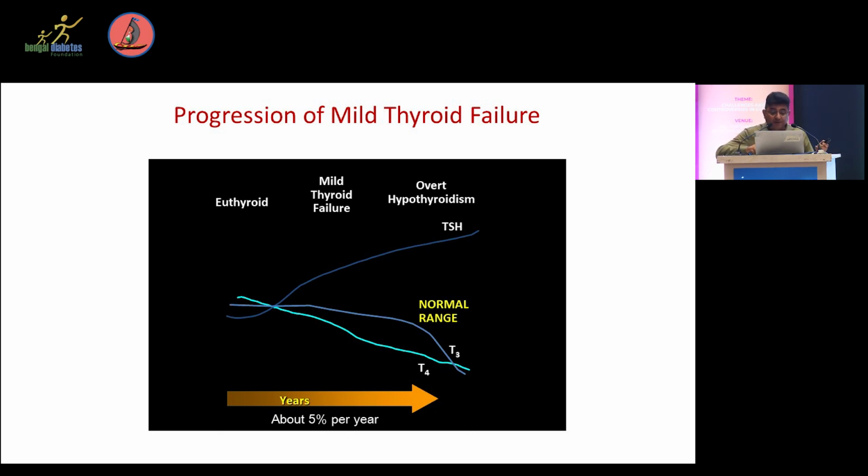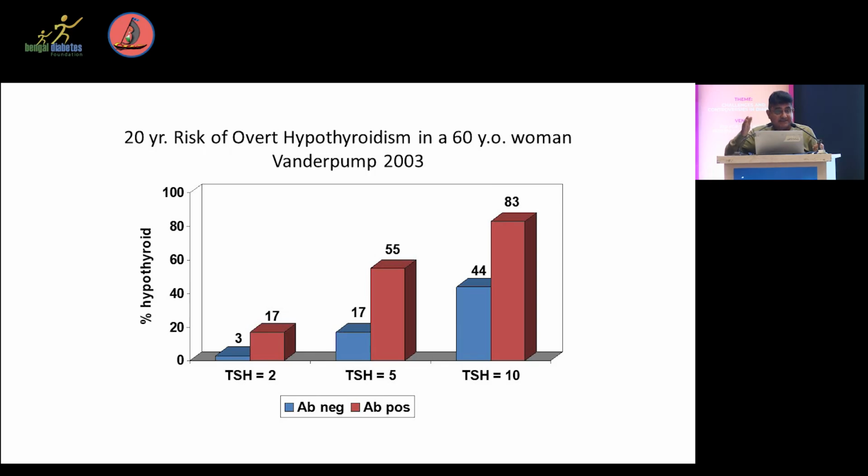Many of them will not become overt, because they will have a reversal. And there are some interesting data regarding reversal. If you do not have antibody positivity, there is a chance that a huge number of patients could reverse from the subclinical hypothyroid state, that is TSH less than 10 or more than 4.5 or 5, to normalcy. So that's why there is an argument against treating all of them.